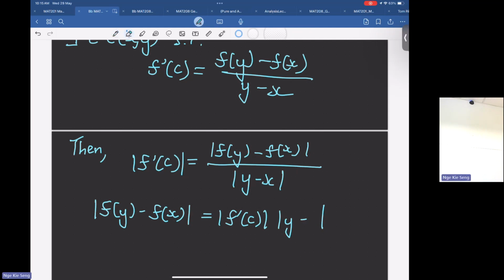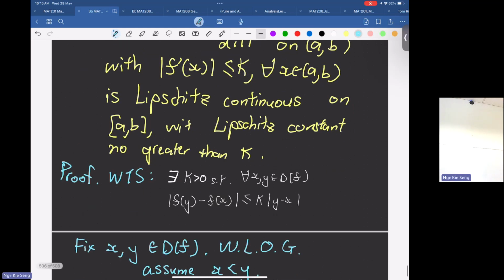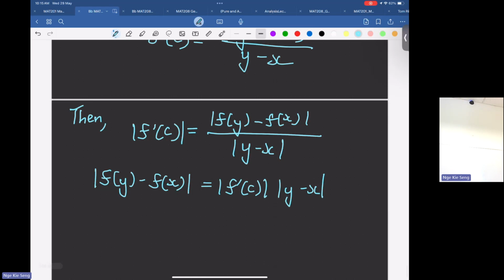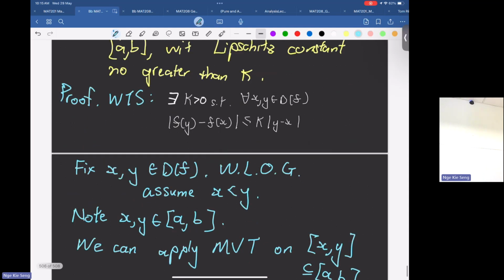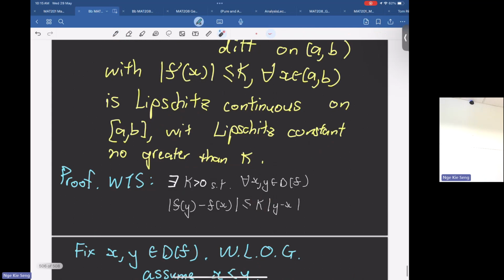But what is f prime c in this question? It is always less than or equal to k, no matter where you pick your c in AB. So this is less than or equal to k times the absolute value of y minus x. So you get the Lipschitz continuity here. It's the same k that bounds your derivative. Clear? Is it clear? Question?